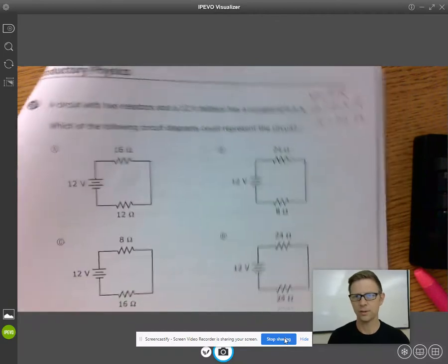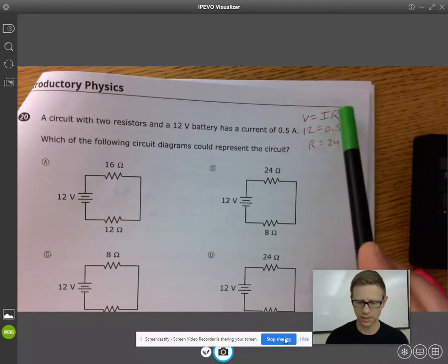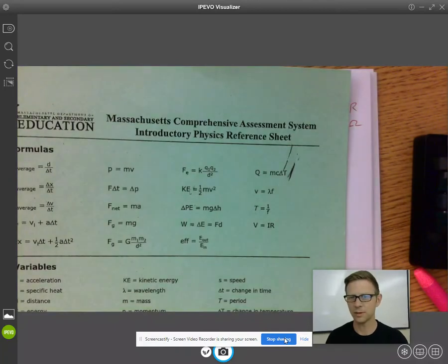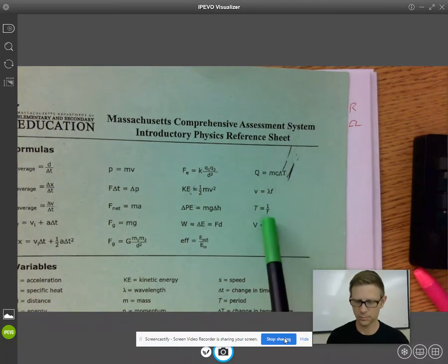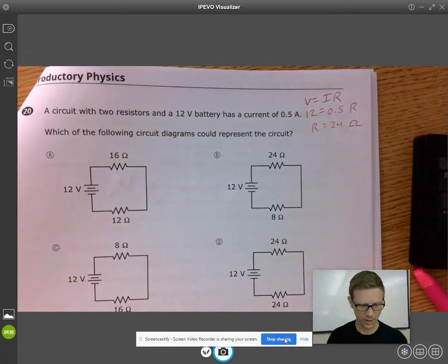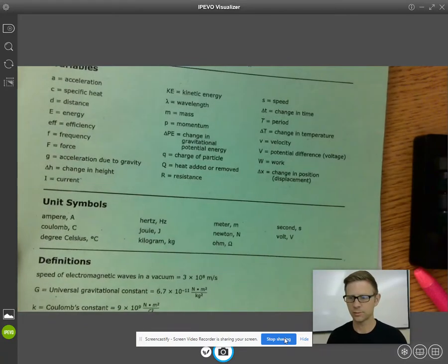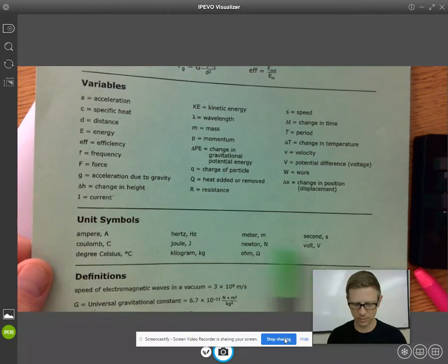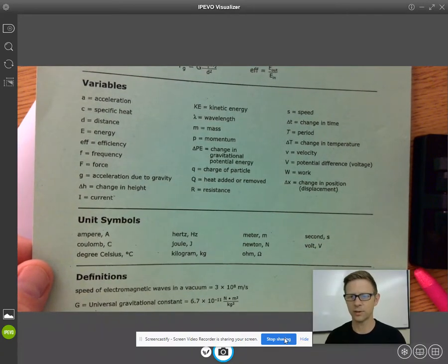Number 20, this is a good review of circuits. Particularly, this is Ohm's law. Again, right there on the equation sheet. You see it? Right there at the end. It even tells you what each variable is. It even gives you unit symbols for things, not necessarily every unit.